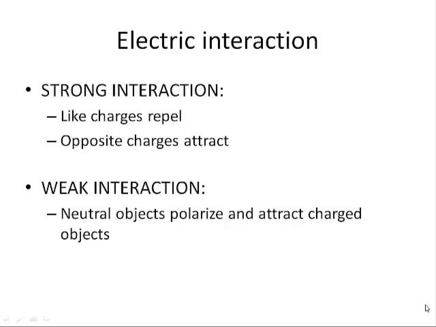There are a couple different kinds of electric interactions. One is a strong interaction where like charges repel and opposite charges attract. The other type of interaction, which is weaker than that, is that neutral objects polarize and attract charged objects. So last year you may have studied that a balloon sticks to a wall. The balloon is charged and the wall may be neutral, but the wall gets polarized and therefore attracts the balloon.